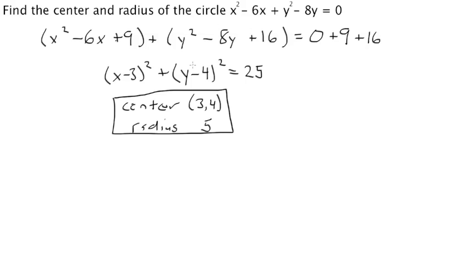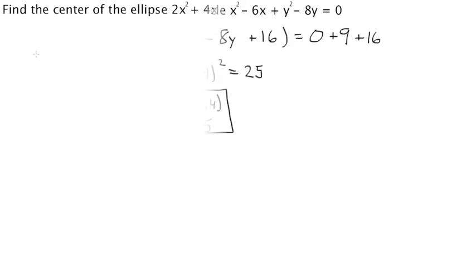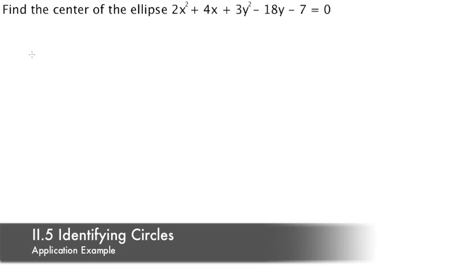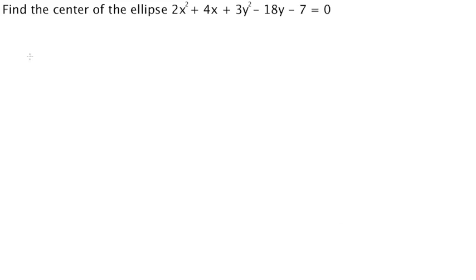In this case, and in every case that we'll see for these problems, that coefficient will be 1. So let's consider this slightly different problem. Find the center of the ellipse 2x squared plus 4x plus 3y squared minus 18y minus 7 equals 0.